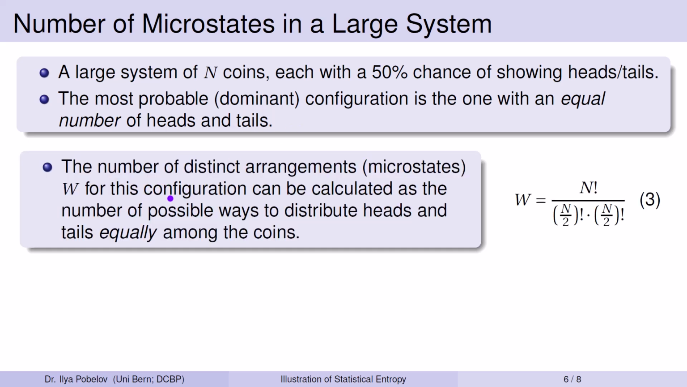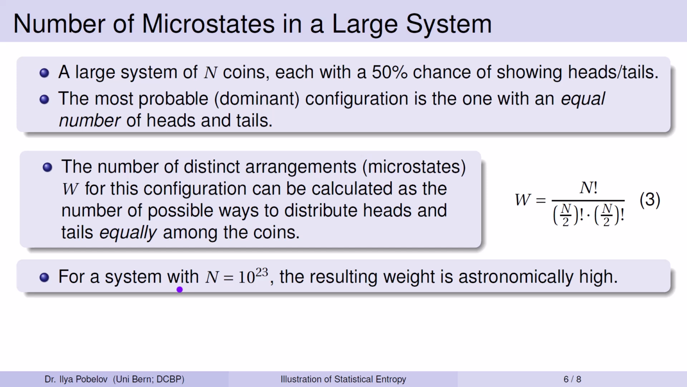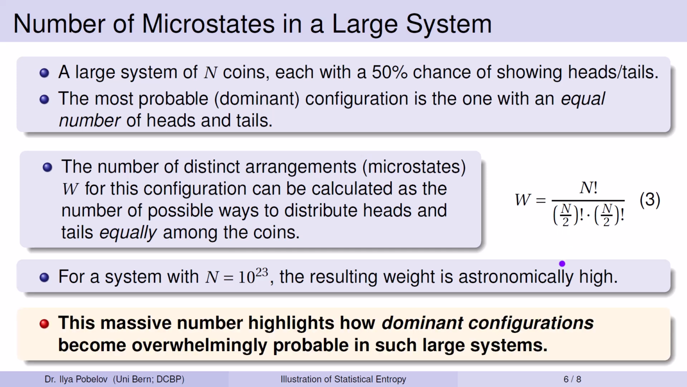The number of distinct arrangements or microstates for this configuration can be calculated as the number of possible ways to distribute heads and tails equally among the coins. However, for a system as large as n equal to 10 to the power of 23, the resulting number of microstates or weight is astronomically high. This massive number of microstates highlights how dominant configurations become overwhelmingly probable in such large systems.